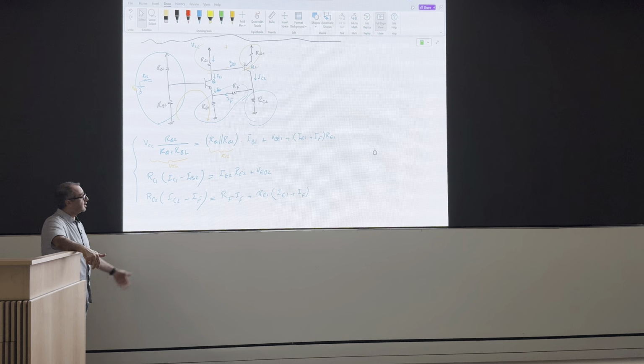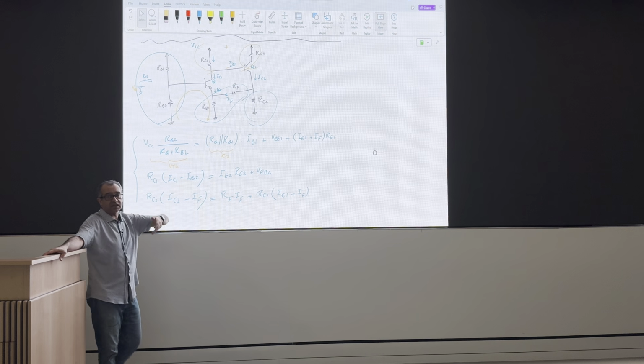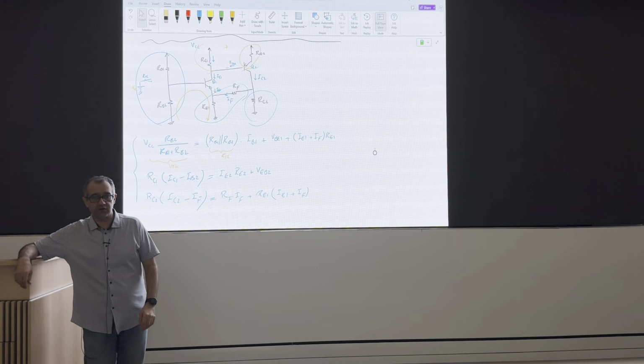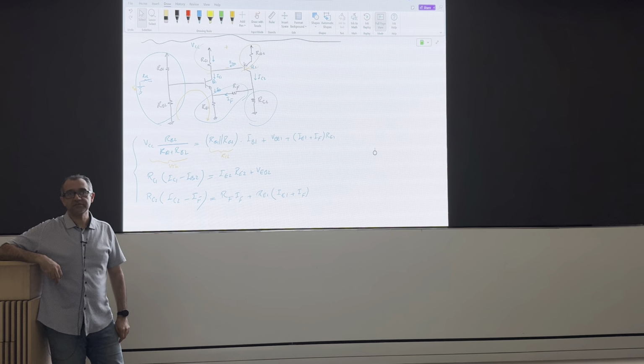Okay? And then you have three equations, three unknowns, plug in numbers in there, and that's it. And hopefully the transistors will be in active region. If they are not in active region, you cannot have a small signal one. You're likely to be in the active region, but I think they will be.